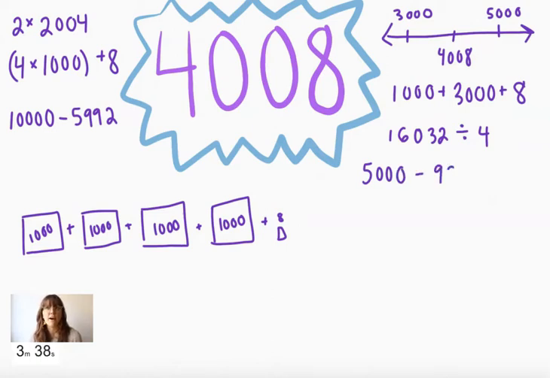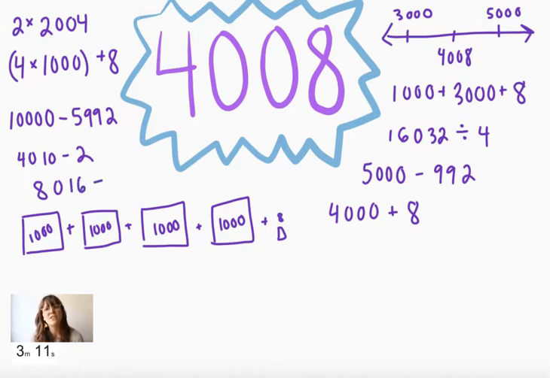I also know that 5,000 minus 992 equals our number. And 4010 minus 2 will also give us 4008. Kind of an easy one. We could say that 4000 plus 8 gives us the number. Maybe a bit of division again. We could say 8016 divided by 2. That'll work. Now, we could also write our number in terms of English words. So we could spell this out, 4008.